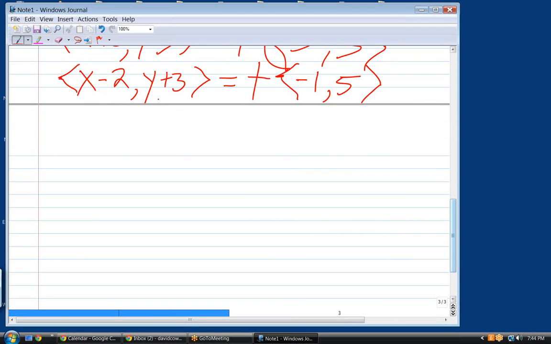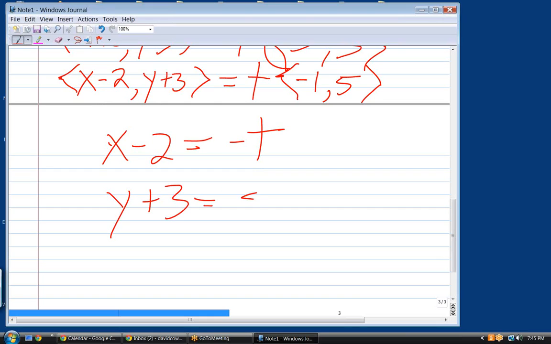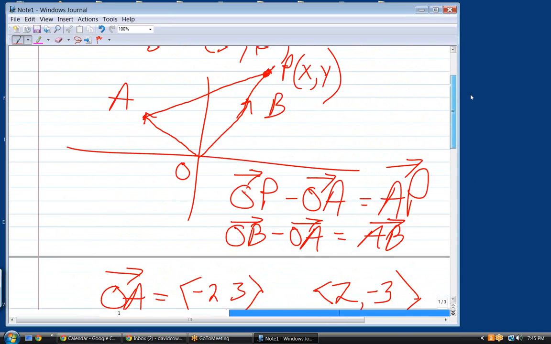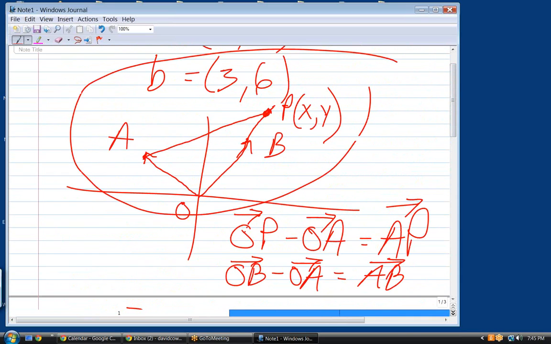In other words, I can now say, therefore, that x minus 2 equals negative t, and y plus 3 equals 5t. It's as simple as that. The actual mechanics of it are as simple as this. You don't really need to understand this part here, which is very confusing to understand.